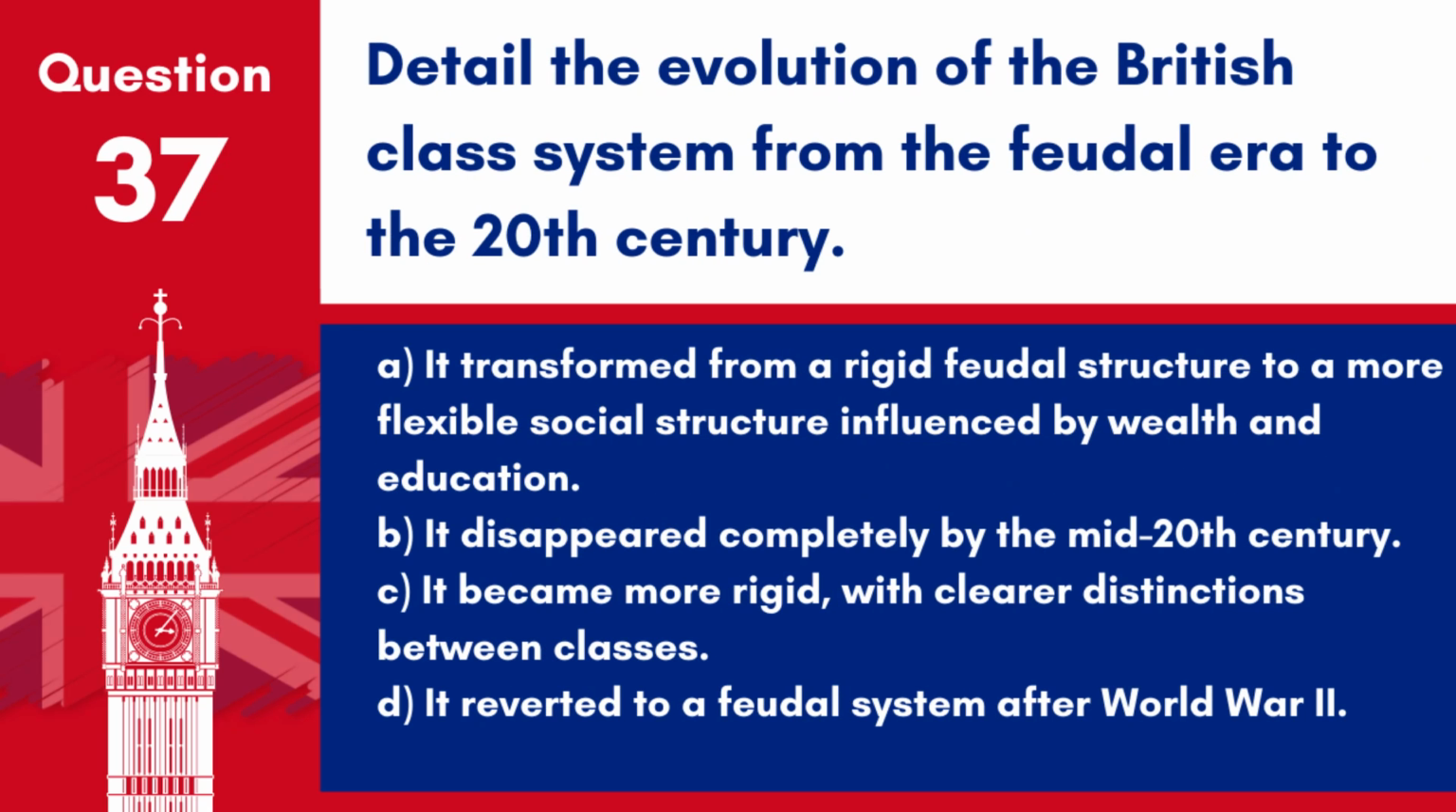Question 37. Detail the evolution of the British class system from the feudal era to the 20th century. A. It transformed from a rigid feudal structure to a more flexible social structure influenced by wealth and education. B. It disappeared completely by the mid-20th century. C. It became more rigid, with clearer distinctions between classes. D. It reverted to a feudal system after World War II.